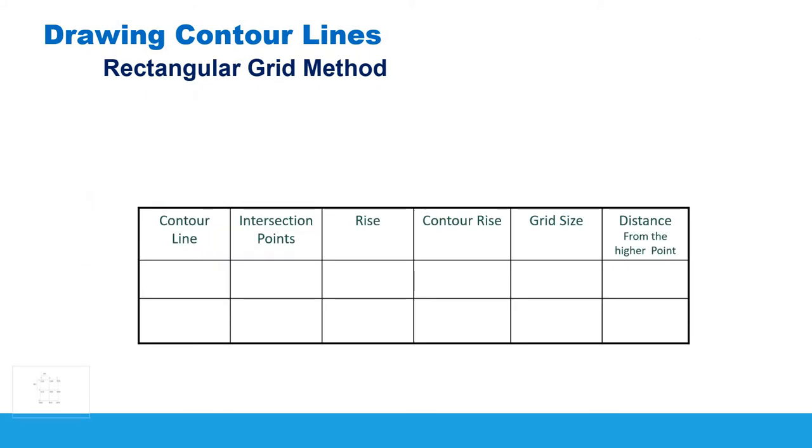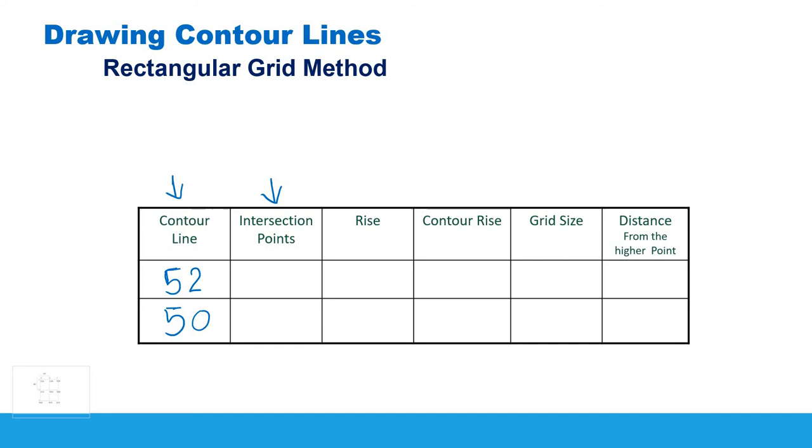Okay? So now how to draw contour lines? We need to arrange a table like this. In this table, guys, I will explain it column by column so that you will understand how to use it. The first column is called contour line. Here we are going to write down the height of the contour line that we need to draw. For example, we aim to draw a contour line with an elevation of 52 meters, so I will write 52 here. Or if we are going to draw a contour line with a height of 50, we are going to write 50 here, etc.